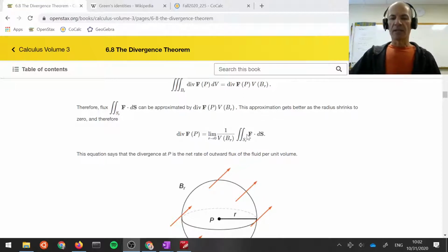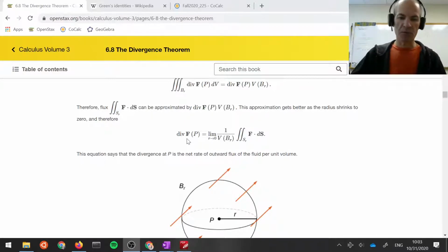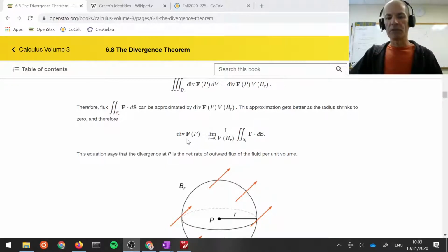Really interesting, intricate derivation that shows that we could use this formula to compute the divergence of a vector field at a point P instead of the traditional formula of partial with respect to x plus partial with respect to y plus partial with respect to z of each of the three components. So that's a fun little derivation.